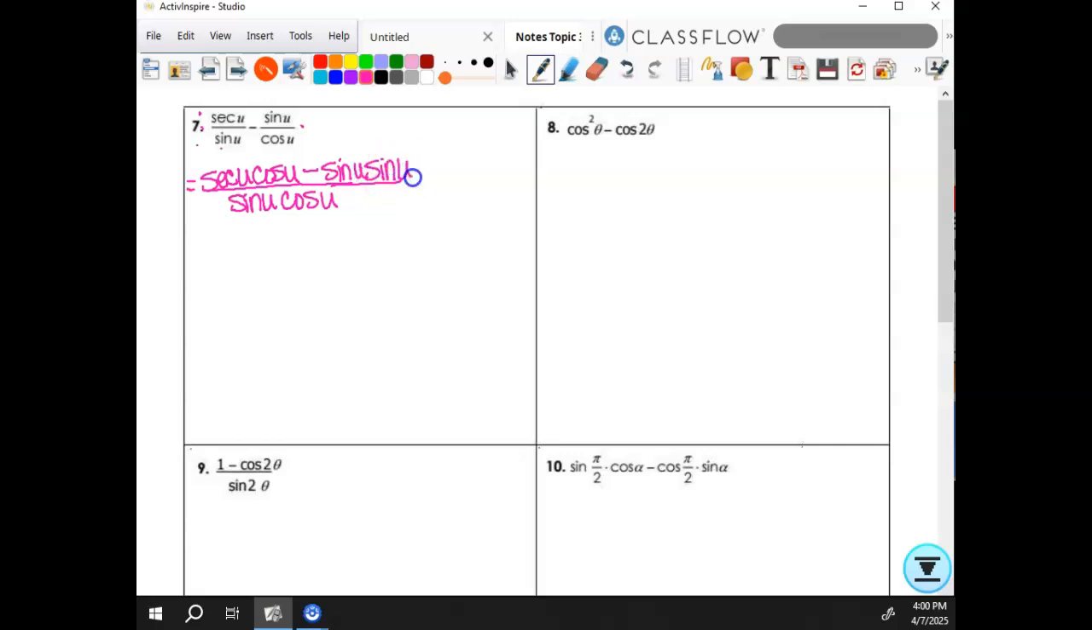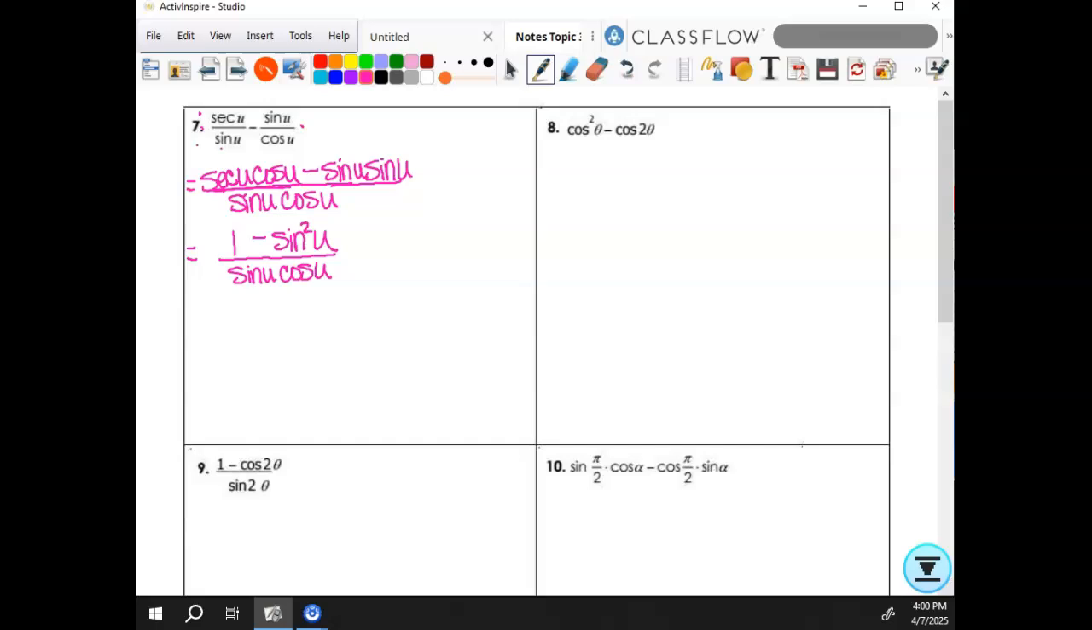Now, could you have gone ahead and done sine squared? Yes, but I'm taking that and multiplying it by that. All right, keeping my common denominator, sine u, cosine u. Let's clean this up some. Secant times cosine, those are reciprocals. So when I multiply those 2 together, I get 1, minus sine times sine is sine squared u.